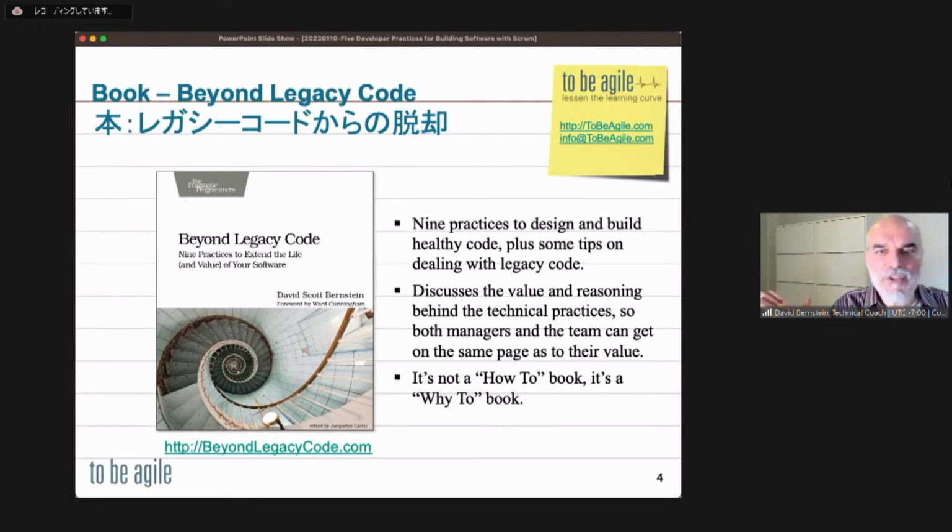And so there's a million how-to books on the market on how to do any kind of a programming language or framework or anything. But this is the only why-to book that I know. Why are we doing these practices? What's the benefit? What's the value to us as software developers and to the business?